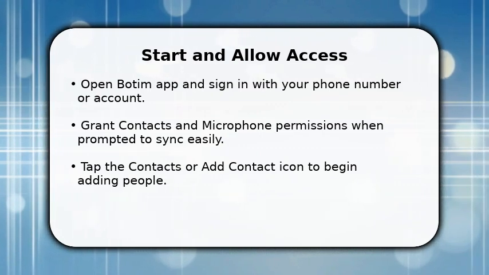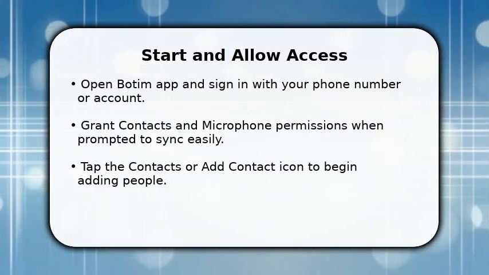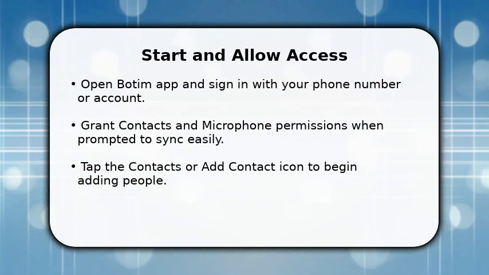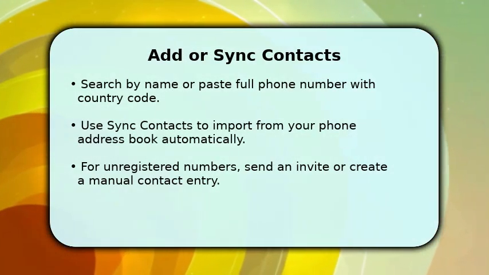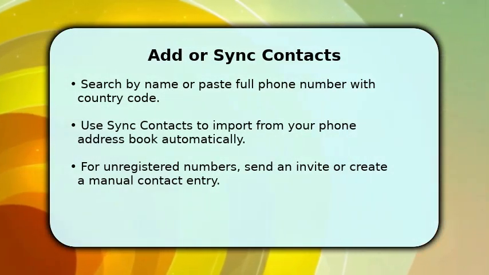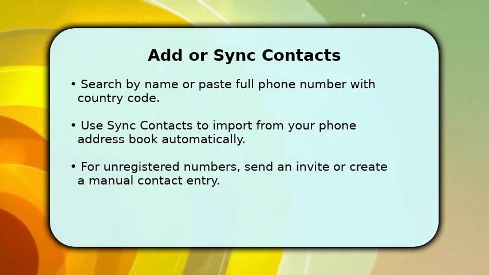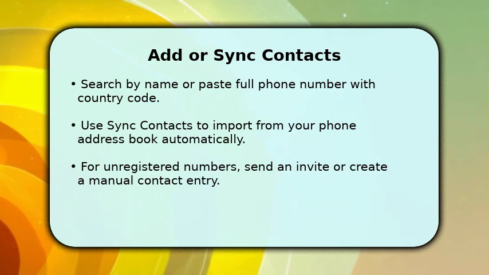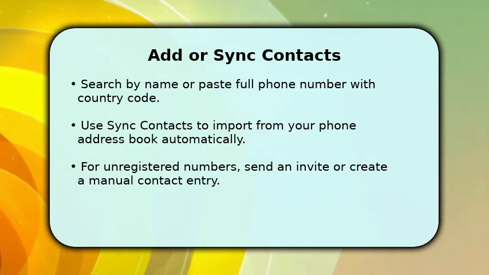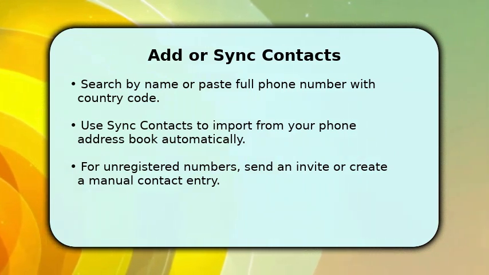This first step connects your device address book with Botim's directory, so adding is fast. You're halfway there. Search the list or paste a full phone number to locate the contact. If the person is already on Botim, you'll see them instantly and can tap Add or Start Chat. If not, use Invite to send an SMS or link so they can join.